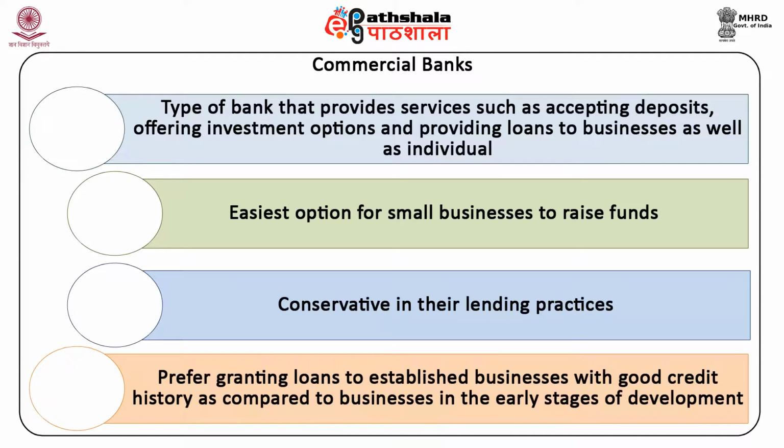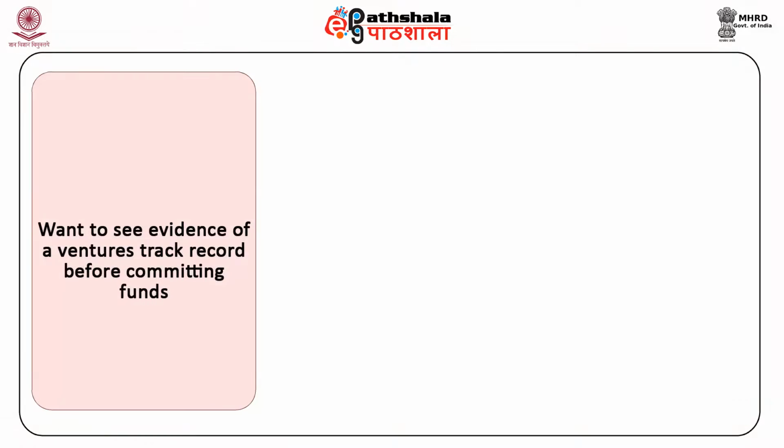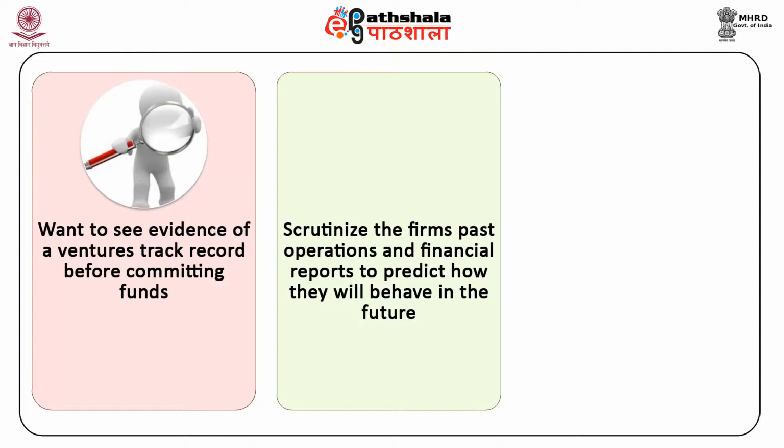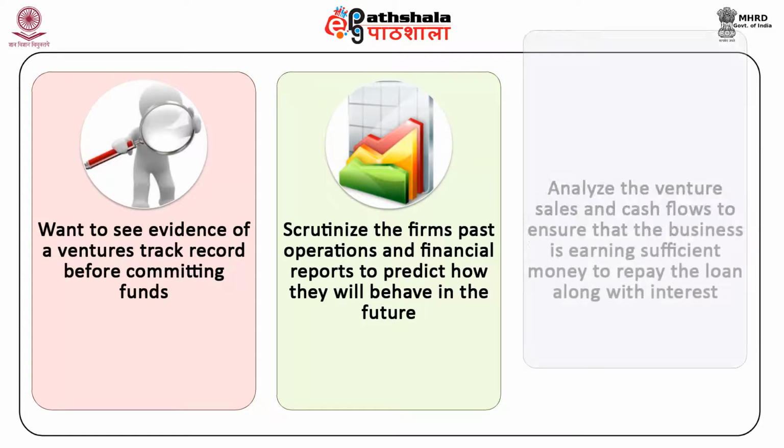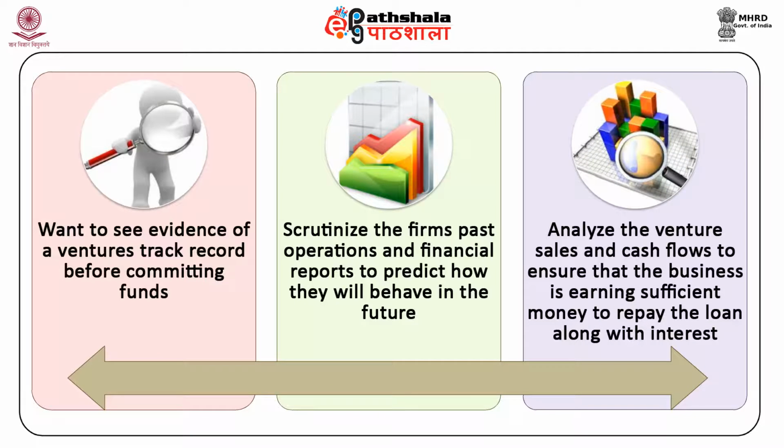They prefer granting loans to established businesses with good credit history as compared to businesses in the early stages of development. Bankers often want to see evidence of ventures' track record before committing funds. They scrutinize the firm's past operations and financial reports to predict how they will behave in the future. They also analyze the venture's sales and cash flows to ensure that the business is earning sufficient money to repay the loan along with the interest.